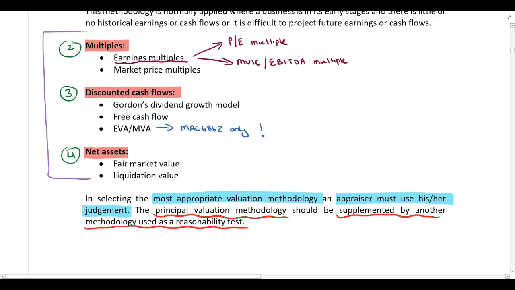We have now looked at how to perform a valuation using PE multiples. Next, we are going to look at the calculation using the market value of invested capital over earnings before interest, tax, depreciation, and amortization. So we have already looked at a basic example of how this multiple works. Now we're going to look at it in more detail.